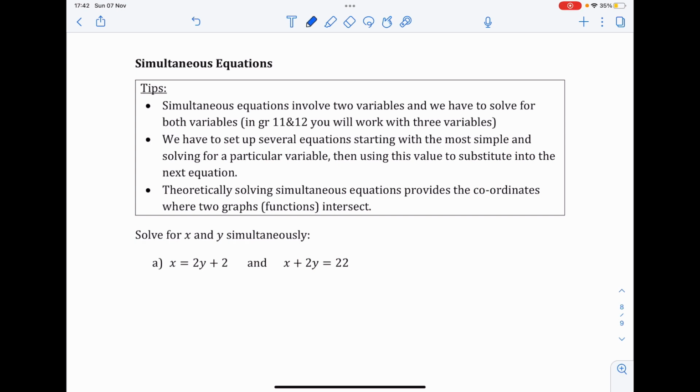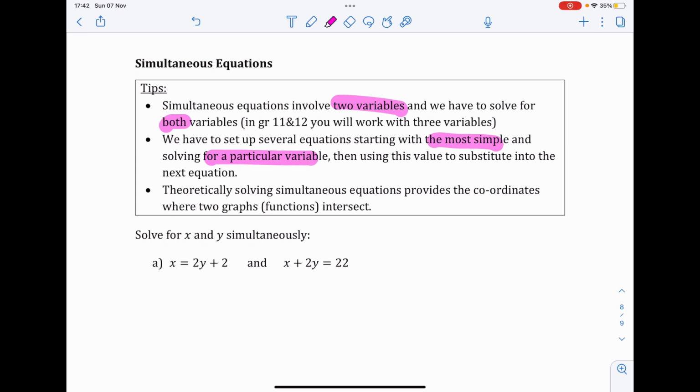Then finally is simultaneous equations. So simultaneous equations involve two variables, and we have to solve for both variables. In grade 11 and 12, you might start working with three variables, but in grade 10, only two. So we have to set up several equations, starting with the most simple and solving for a particular variable, then using this value to substitute into the next equation.